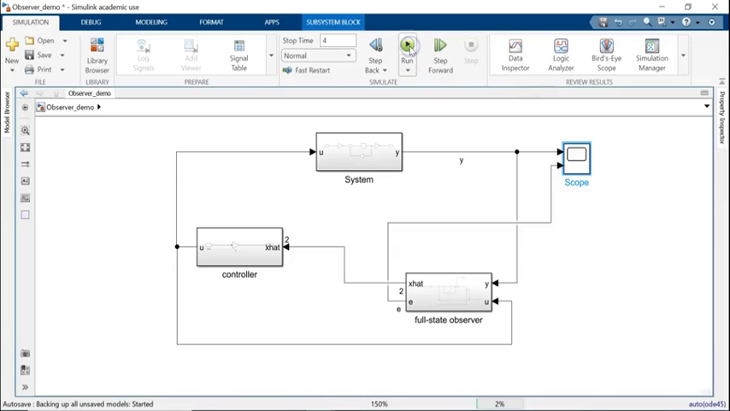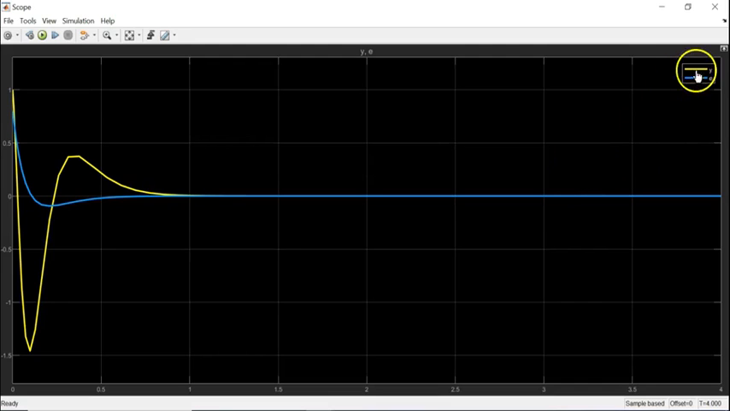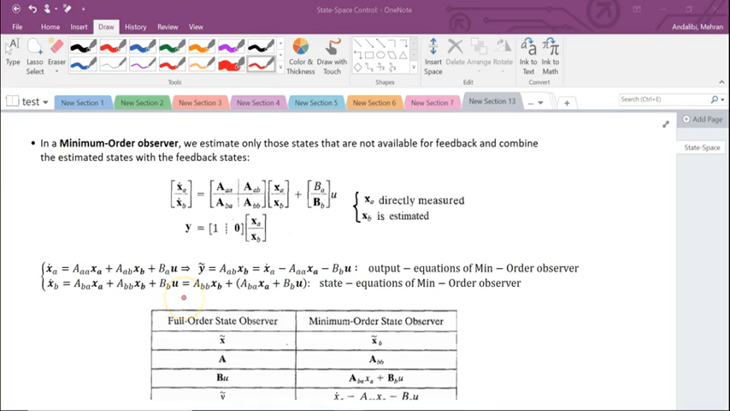Let me simulate it for you. By the way, it's very fast. And you see here I use the subsystem blocks to organize the system better. And this is what you can see. Y is the yellow curve and error is the blue curve. And as you can see, the error converges to 0 way faster than the output of the system does. Okay, and that is because of using -10 and -10 instead of -2 and -2. So that was full state observer.